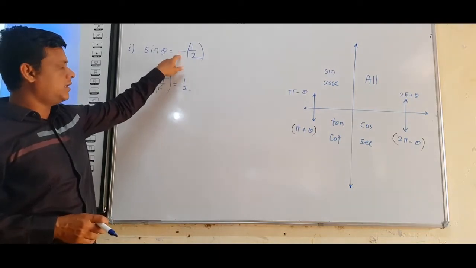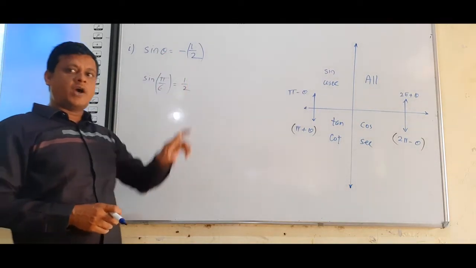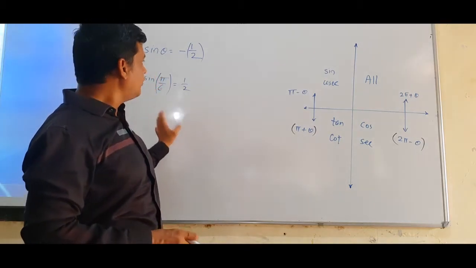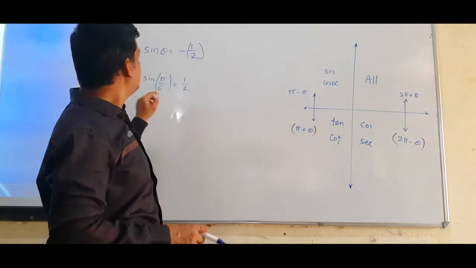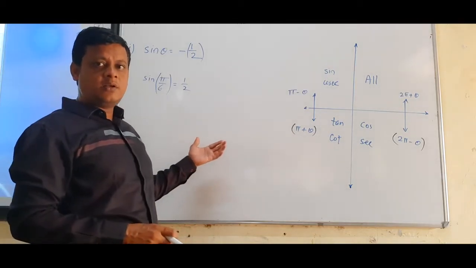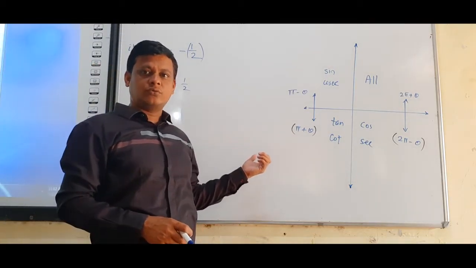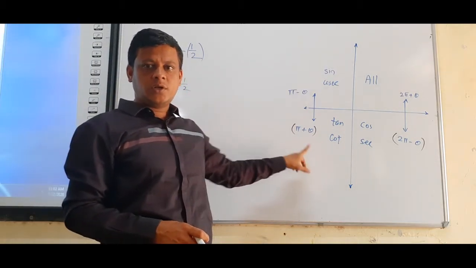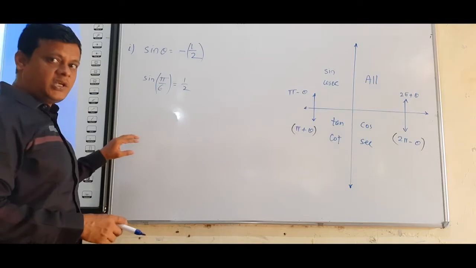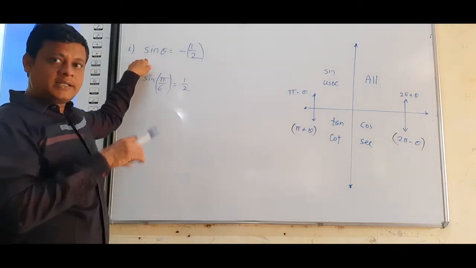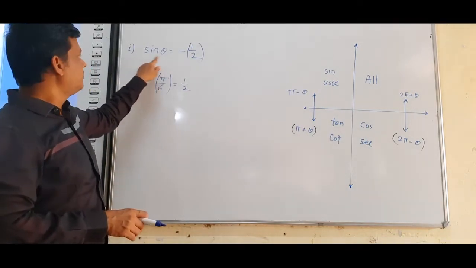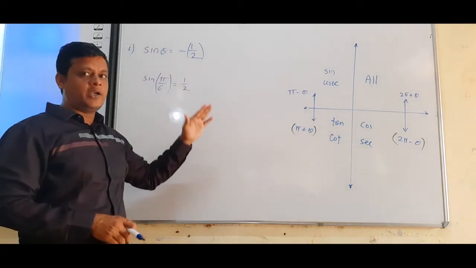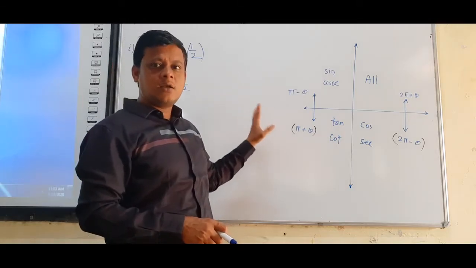Now if there is a minus sign, then we have to apply the two formulas. Let us see which formulas we have to apply. In the previous example, if ratios are positive, then we see in which quadrant those ratios are positive. Now in this example we see in which quadrant the ratio is negative, because we have to calculate sin theta equals minus 1 by 2. So we first find the quadrant in which the ratios are negative.